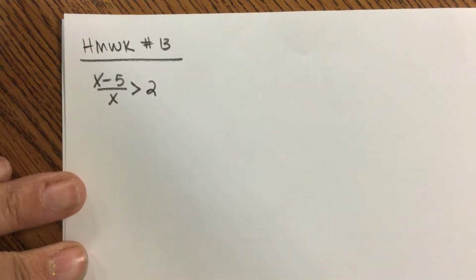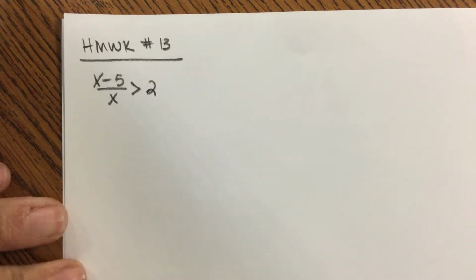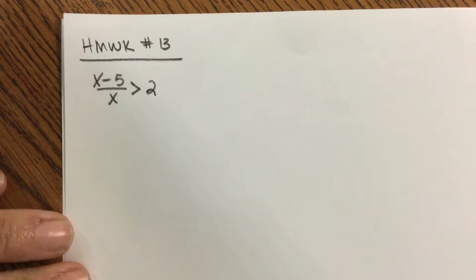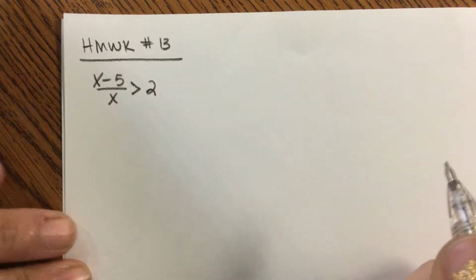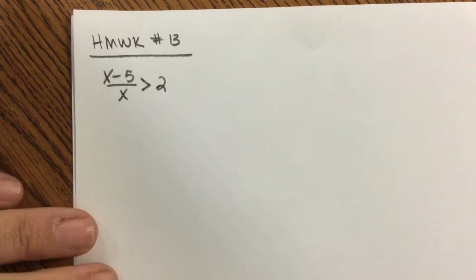Okay, so let's do the very first one on the homework. Let's look at number 13. Okay, I know it says to do this by graphing, but we're just going to do all of these using algebra. All right, so the very first step is we have to get this thing equal to 0.